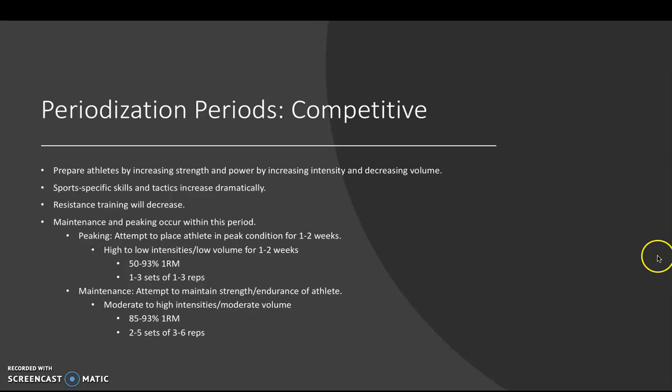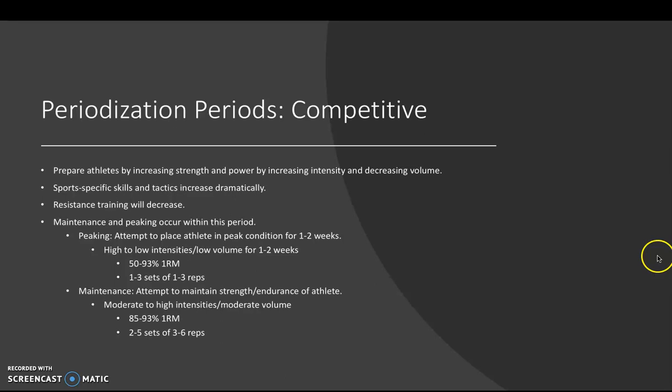During that time, you're going to look at high to low intensities / low volumes, so 50 to 93% of our 1RM at only 1 to 3 sets of 1 to 3 reps. So very low volume, but really emphasizing the quality of movement, the strength, the speed, everything with that.